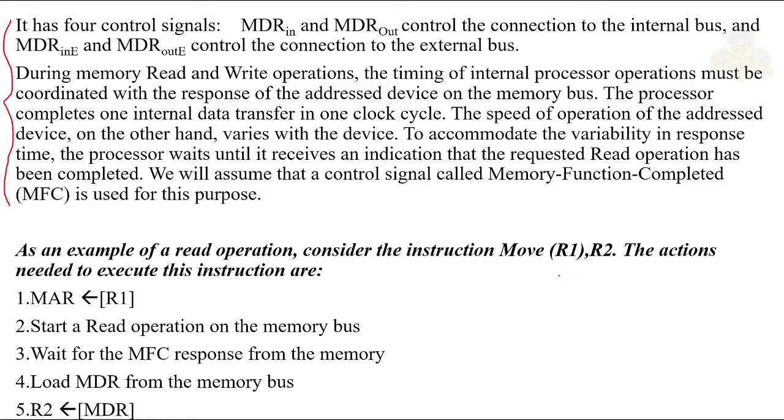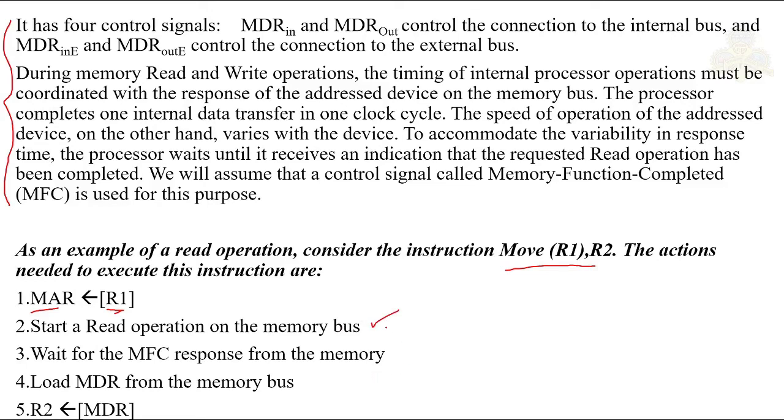Now we will consider an example. Move (R1), R2. What does the bracket around R1 suggest? This is an indirect mode. That means R1 contains a memory location. From that memory location, you have to take the data and move it to R2. What are the steps needed here? First, you have to move the contents of R1 to MAR. R1 contains a memory location, remember, and that memory location has to be sent to MAR. Once you have the address in the memory address register, a read operation has to be performed.